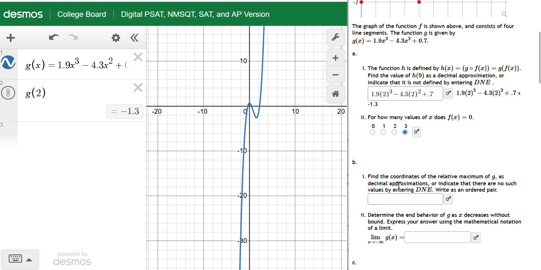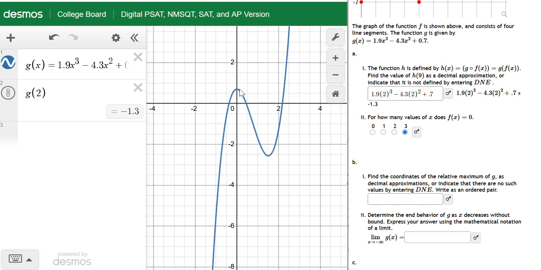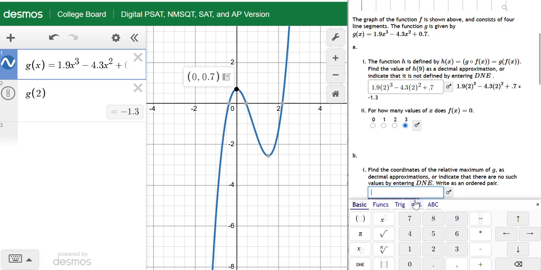Next, find coordinates of the relative maximum of g. So we're going back to our g function, which is now sketched in Desmos. Our maximum is going to be this point right here, the highest point. Desmos gives you the extrema, it gives you the max. So we see that the coordinate of the relative maximum here is going to be 0 and 0.7. So it wants the coordinates of that.